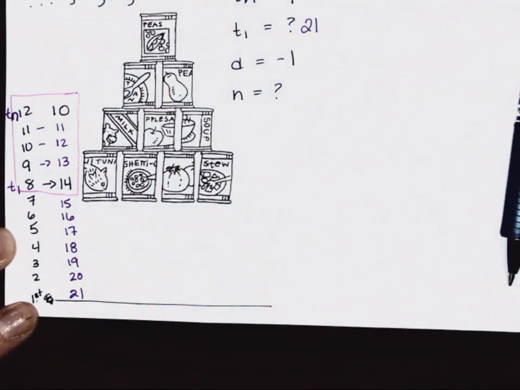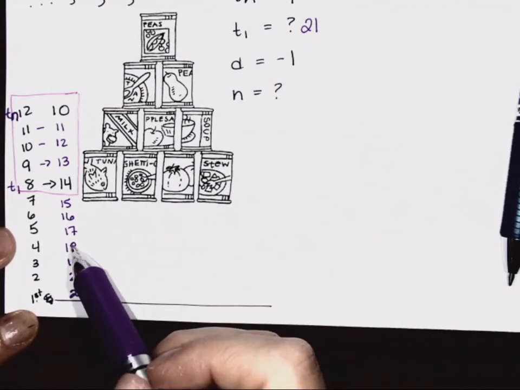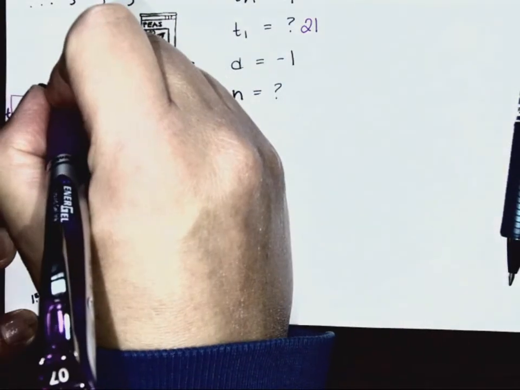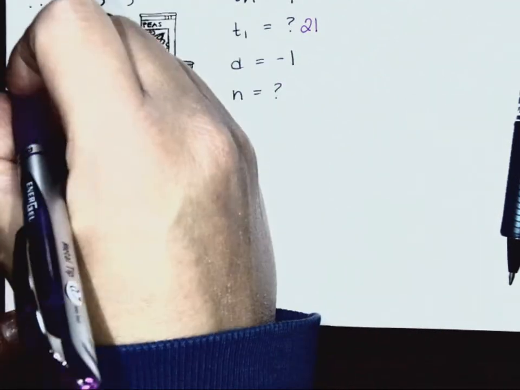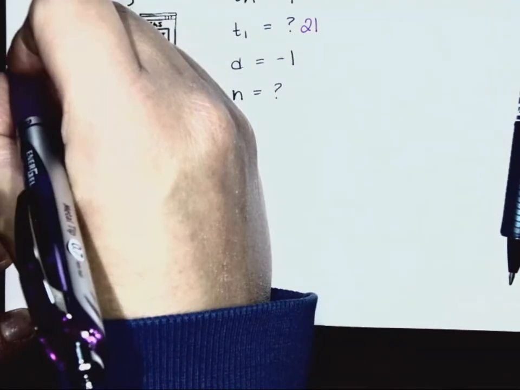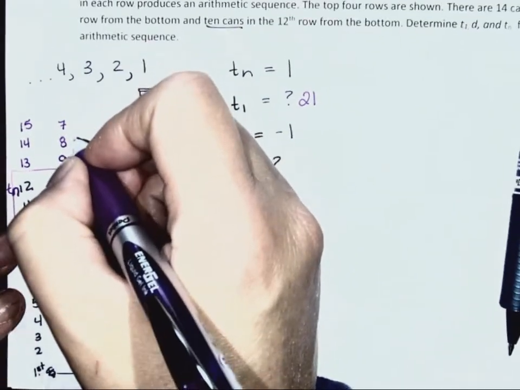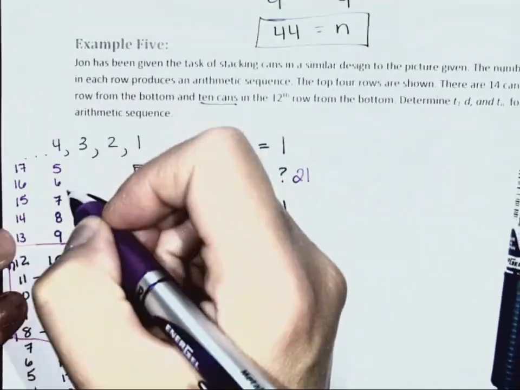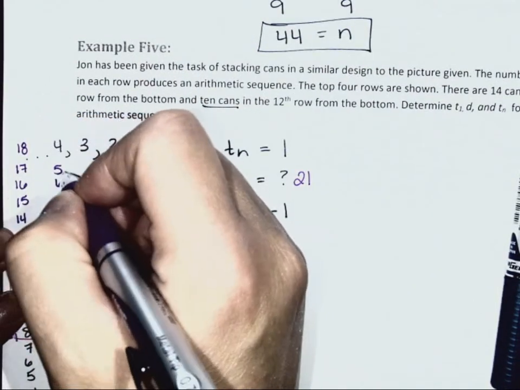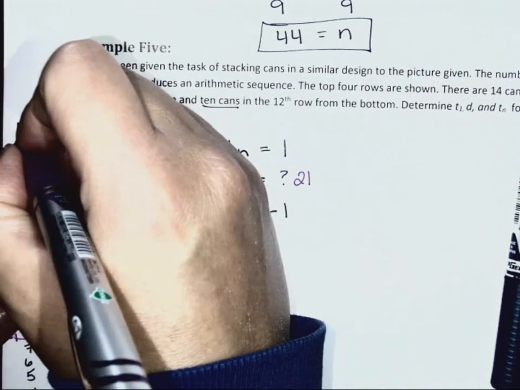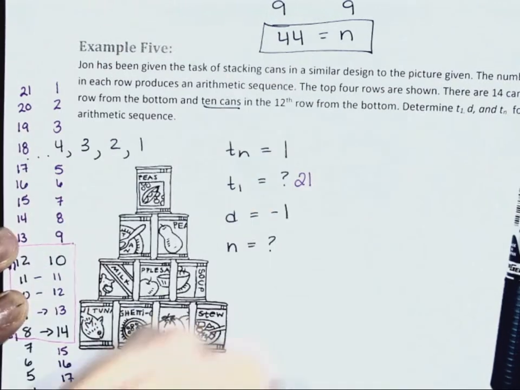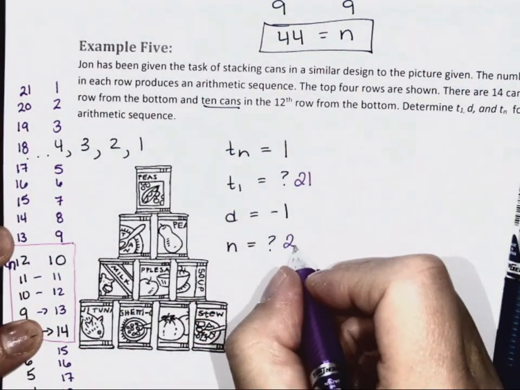Now the question is how many rows in total? Let's keep going. Remember that we've got to get to can number 1. So the 13th row is going to have 9. The 14th row is going to have 8. The 15th row is going to have 7. The 16th row is going to have 6. The 17th row is going to have 5. The 18th row is going to have 4. The 19th row is going to have 3. The 20th row is going to have 2. And the 21st row is going to have 1. So n is also 21.